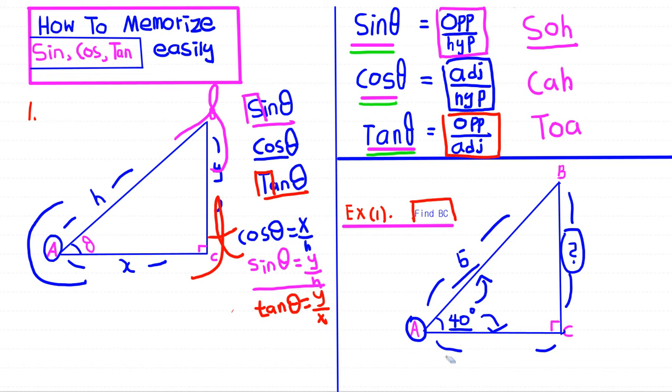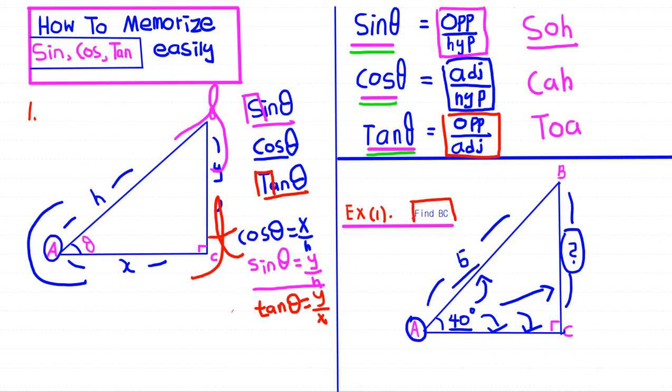And what about tangent right over here? If we write tangent, that means opposite side over adjacent side. We want to find the opposite side, but in order to find it, we need to know the adjacent side. But we don't know the adjacent side either, so that means we cannot apply tangent either.